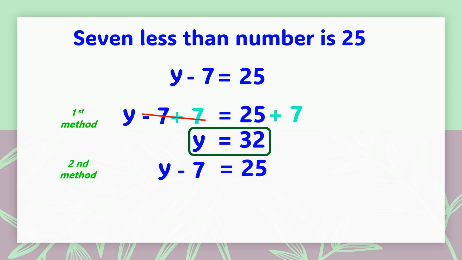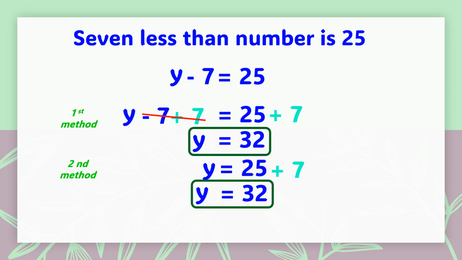Second method: y minus 7 is equal to 25. Now, for minus 7, we have to apply the opposite sign, that is, for minus we take plus 7, transpose it or shift it to the right hand side. Then y is equal to 25 plus 7. Y is equal to 32. We got the same answer for both methods.